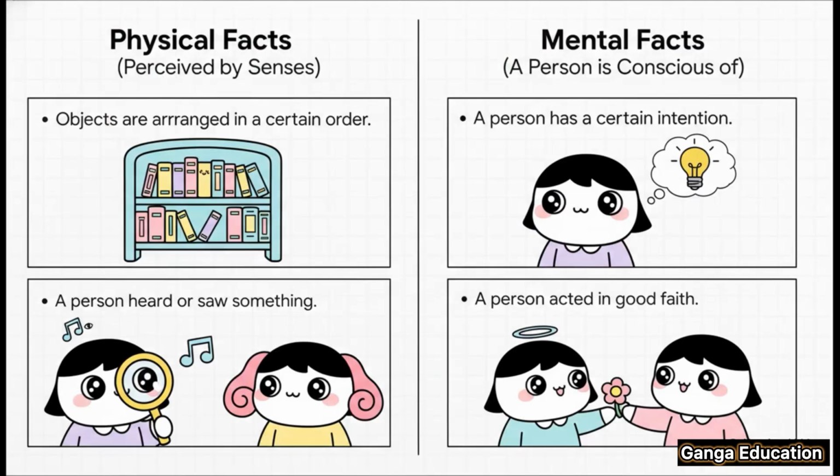Okay, to make this super clear, here are a few examples. The way objects are placed in a room, that's a physical fact. Someone hearing a shout, also a physical fact. But here's the tricky part. Someone intending to do something or acting in good faith, those are mental facts. And the court has to deal with all of it.